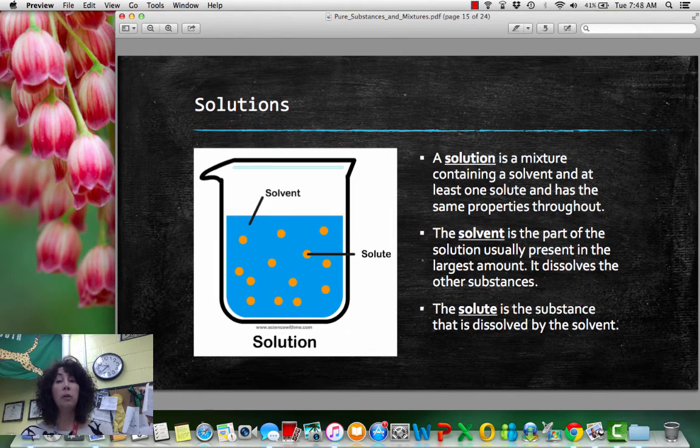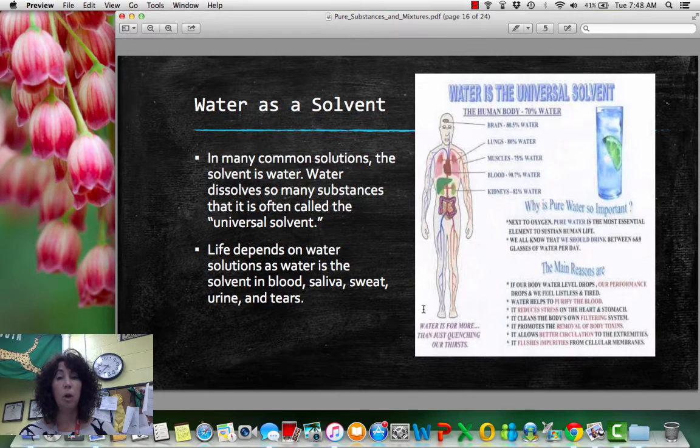Now, when we're talking about a solution, we're talking about a couple different parts of it as well. We are talking about a solute being dissolved into a solvent. The solute gets dissolved into the solvent, and it distributes pretty evenly. Water is a great solvent. It is called a universal solvent because it can dissolve so many different things. And of course, we know our life depends on water as well.